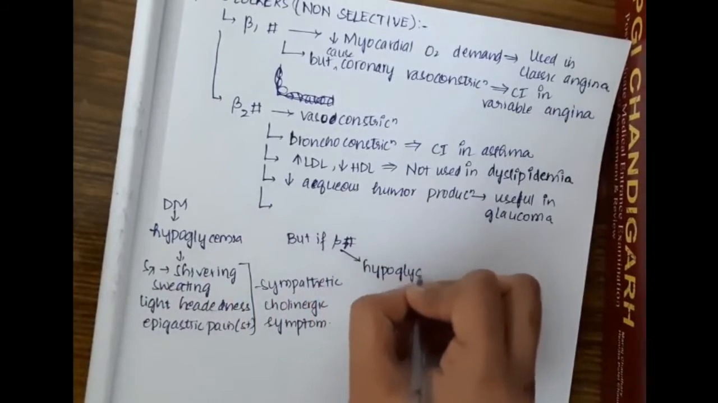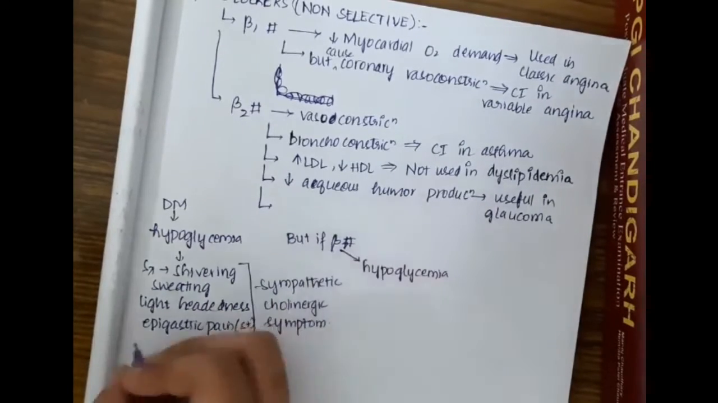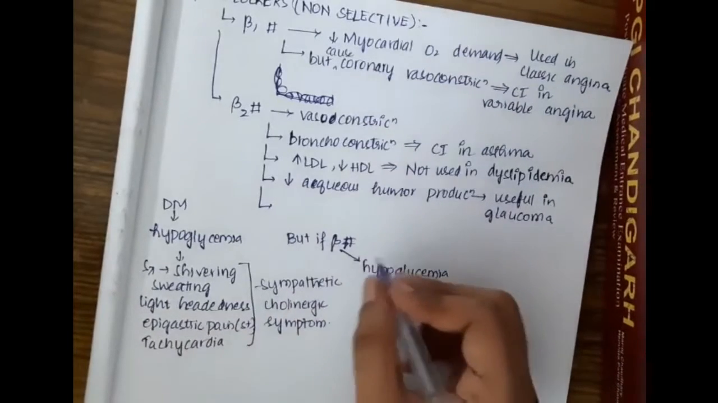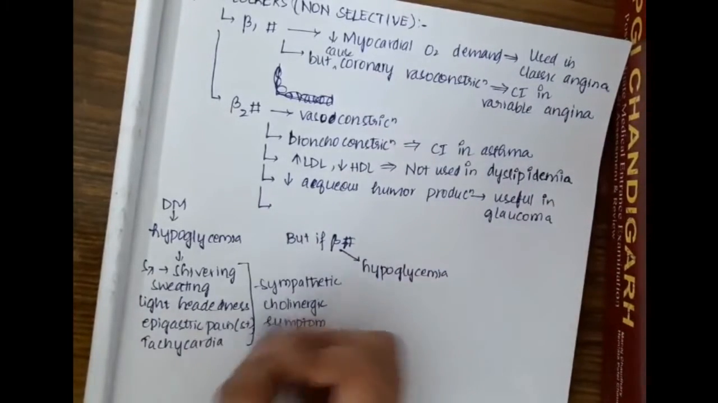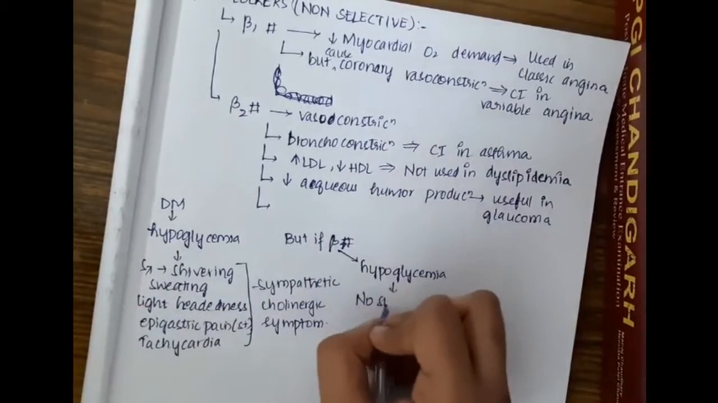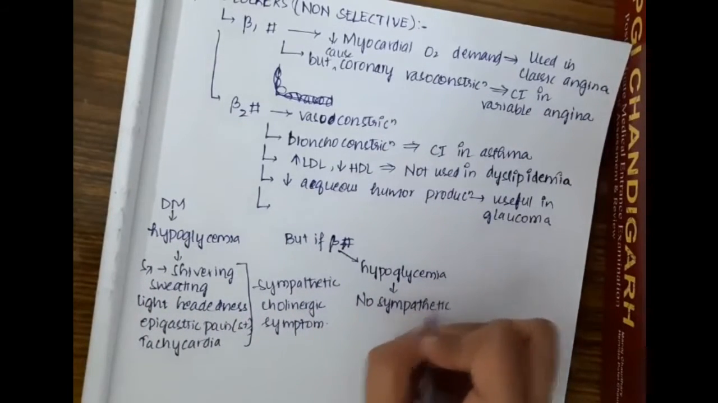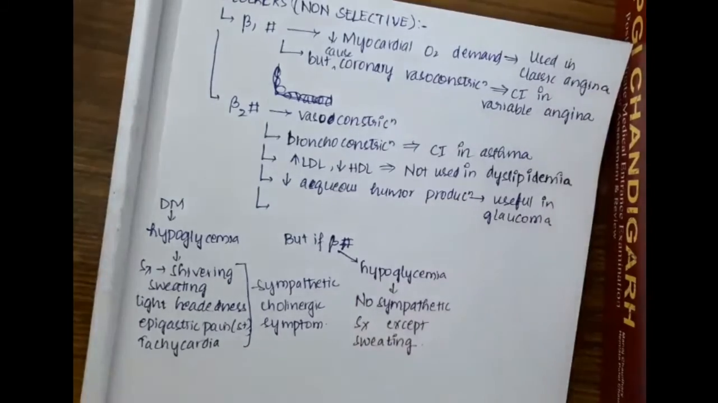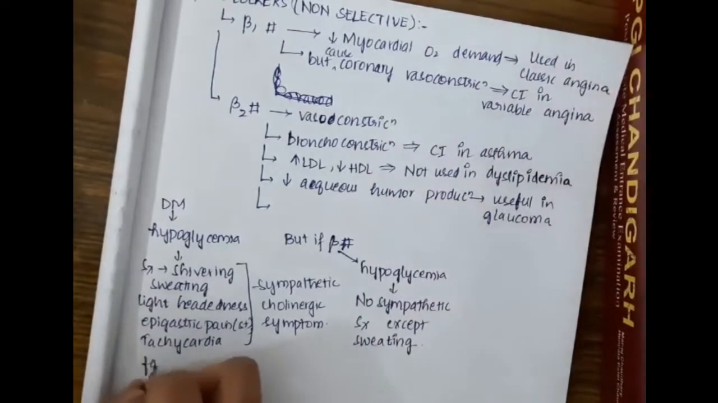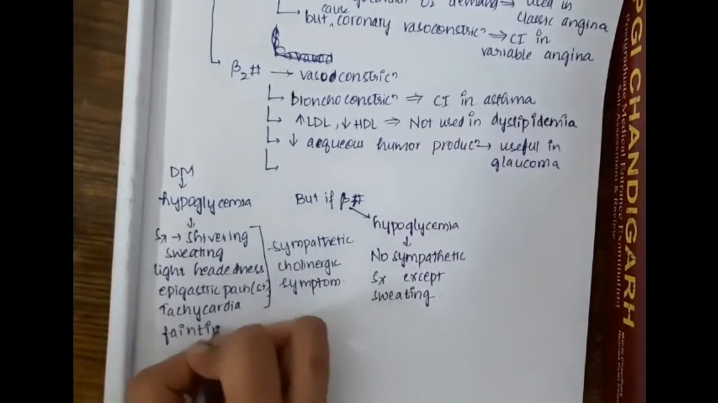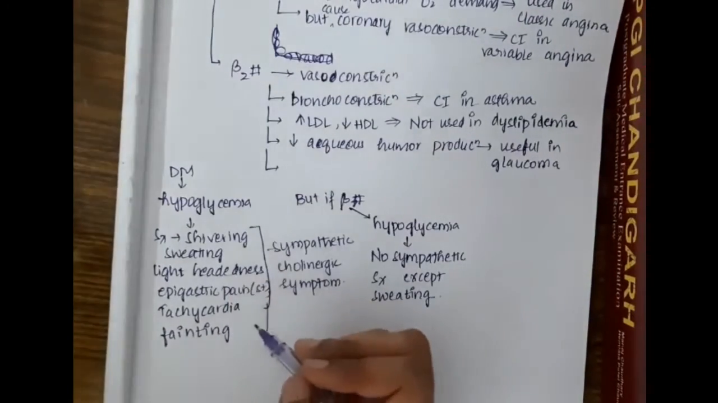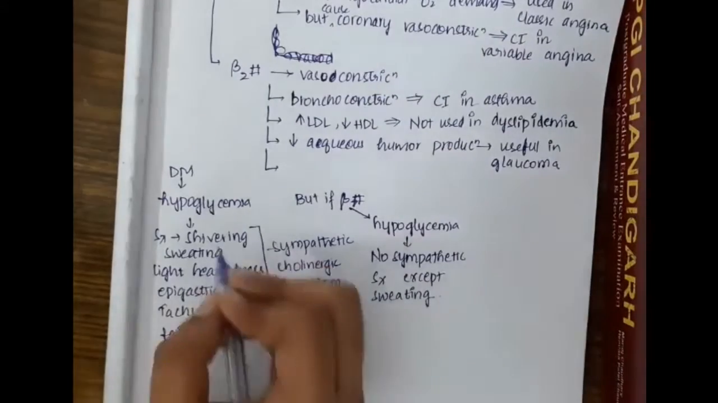But if there is beta blockade and there is hypoglycemia, and he is taking these beta blockers, we do not get the sympathetic cholinergic symptoms. So there are no sympathetic symptoms. There will be only sweating. Apart from that, all the other sympathetic symptoms have been abolished due to beta blockade.